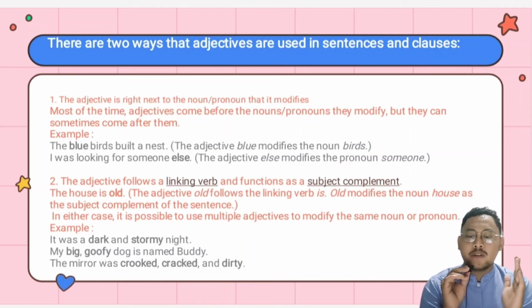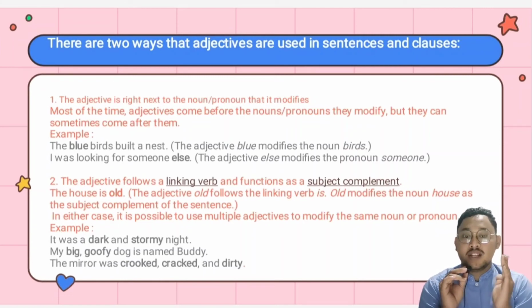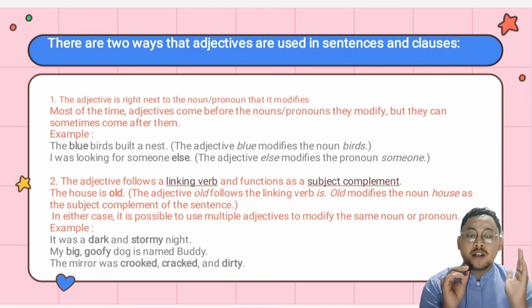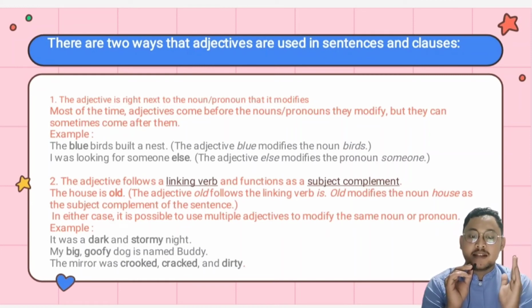I was looking for someone else. The adjective else modifies the pronoun someone. Number two, an adjective follows a linking verb and functions as a subject complement. The house is old. The adjective old follows the linking verb is. Old modifies the noun house as the subject complement of the sentence.